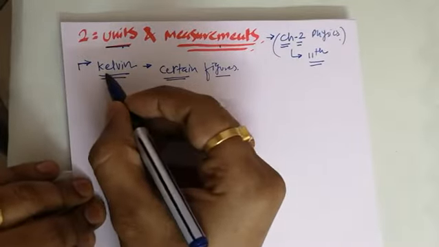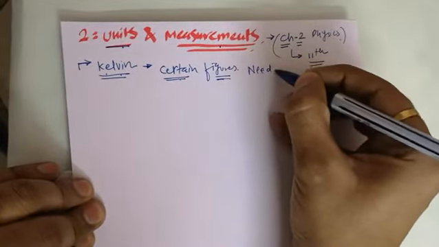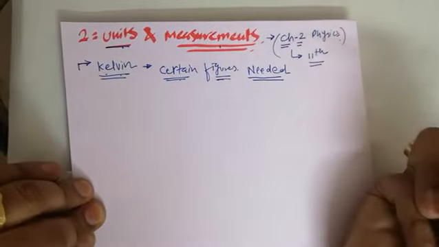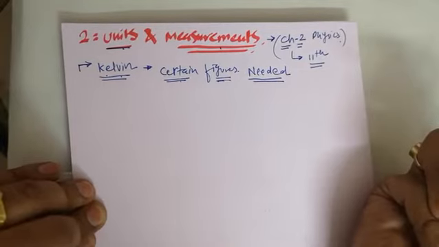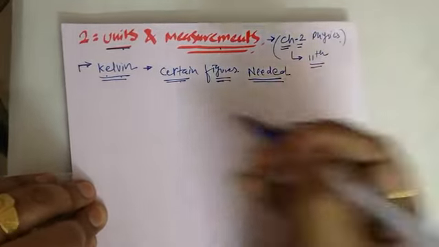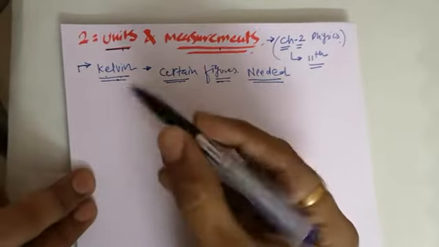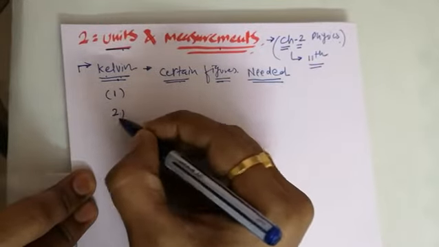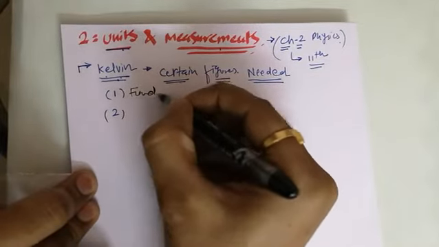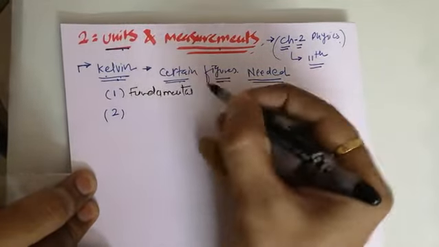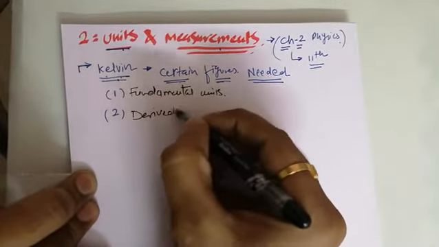So the scientist Kelvin suggested that certain figures are needed. If you represent something with facts and figures, then your information is authenticated and accepted universally, globally. That is why we need units. There are two different types of units in physics. The very first is called fundamental units, and another one is called derived units.